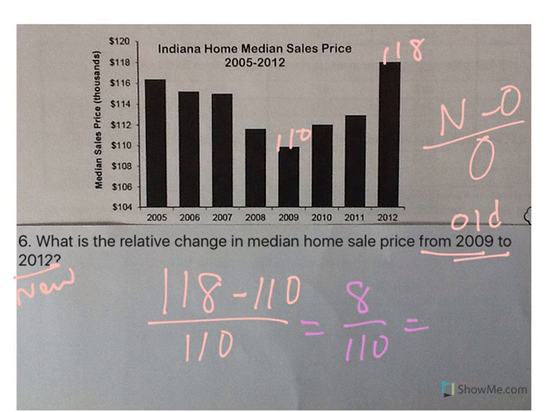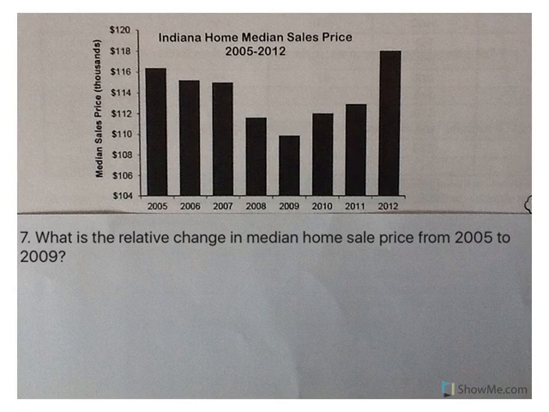And I end up with 0.073, which is roughly 7.3%. So from 2009 to 2012, there was a 7.3% increase. And I know it's an increase because this number is positive.